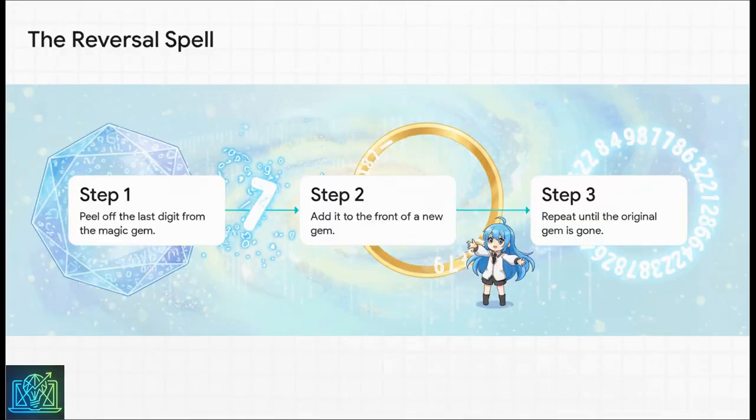So the spell itself is pretty straightforward. You just peel off the last digit from the number, you add it to the beginning of a new number you're building, and you just keep doing that until you're done. In our code spellbook, peeling off the digit uses the modulo rune, n%10, and adding it to the front uses this little bit of magic. Reverse equals reverse times 10 plus digit. It's a really beautiful and simple piece of logic.